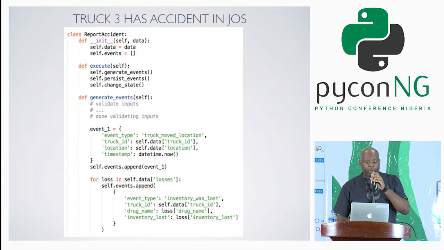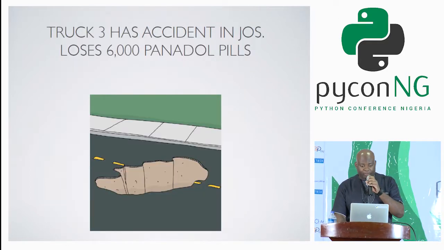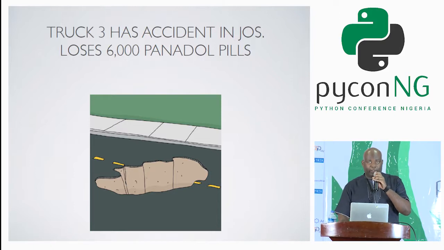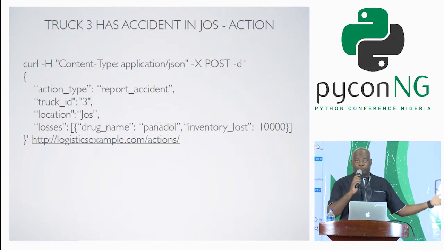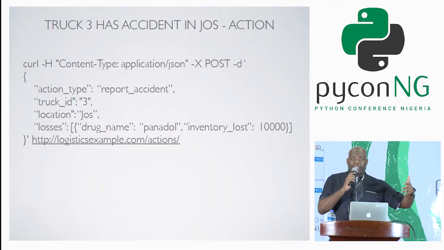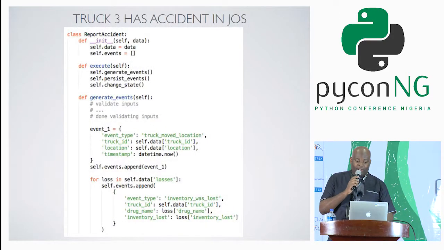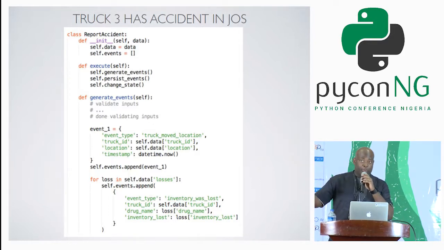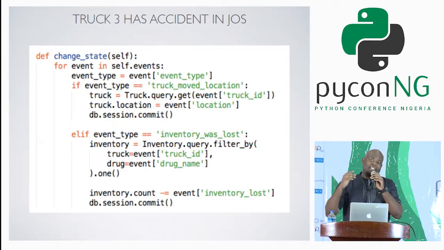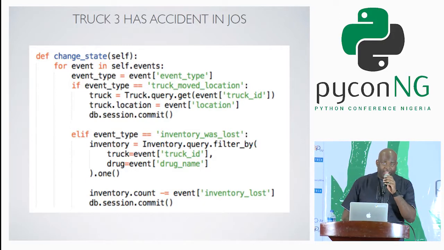So if we go back to the accident in Jos where 6,000 pills were lost, this could be what the API call would look like to notify of that. It's like, okay, we're reporting an accident for truck number 2, that's the location, and it has an array for the losses. And this is what the class I showed you before might look like for the report accident action. The main thing to look at here is that when one thing happens, it might generate multiple events. In this example, the accident generated an event that the truck moved locations and that inventory was lost. So the structure is very similar to the last one. And again, here's the important function blown up, which is the change step. And again, all this does is take each of the events that you have and update the database with that information.